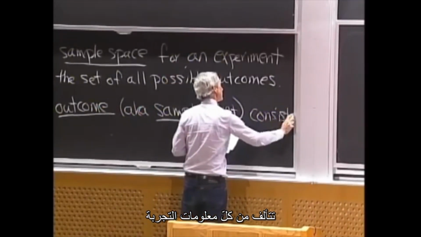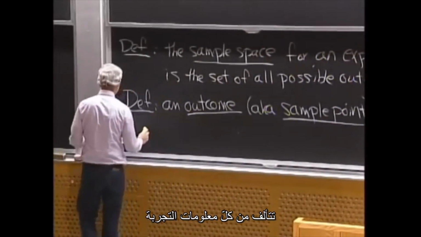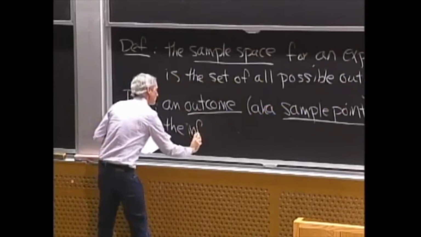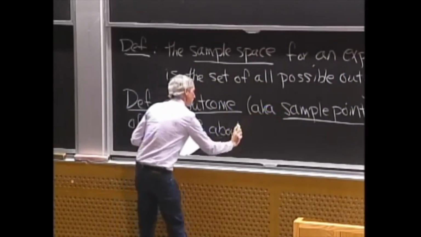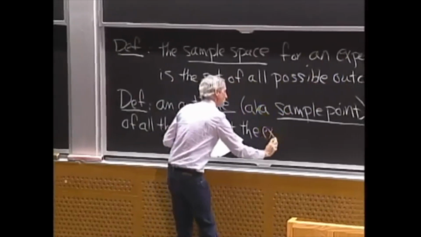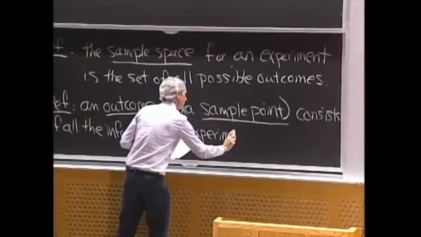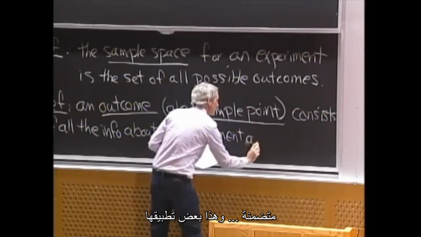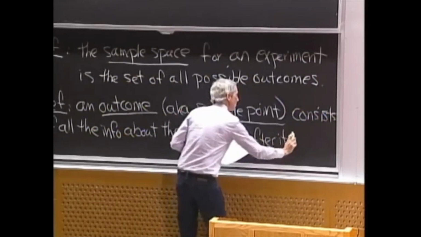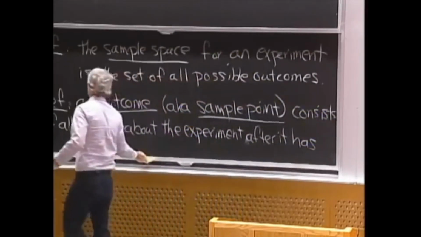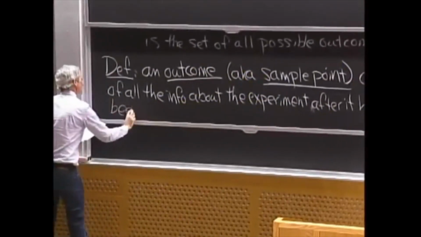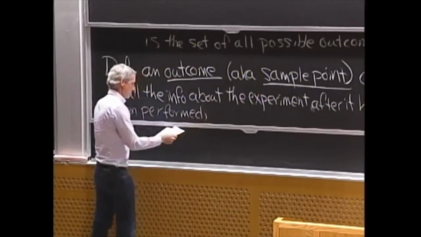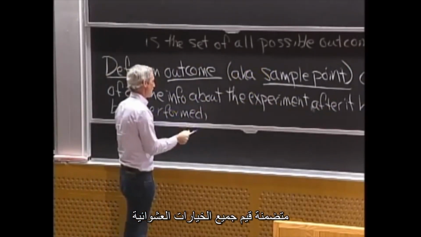Consists of all the information about the experiment, including, and that's after it has been performed, including the values of all random choices.